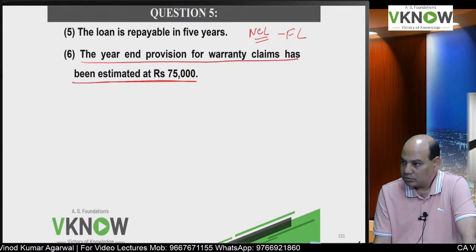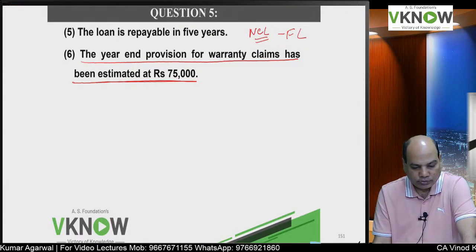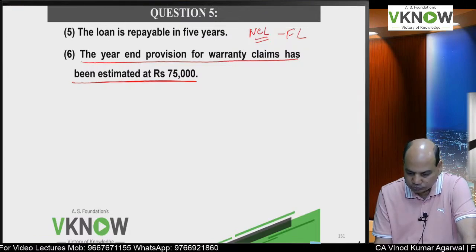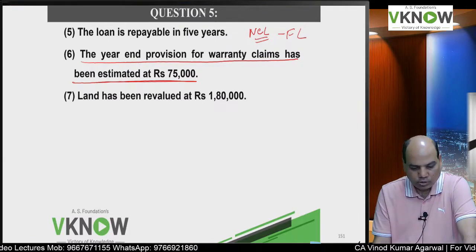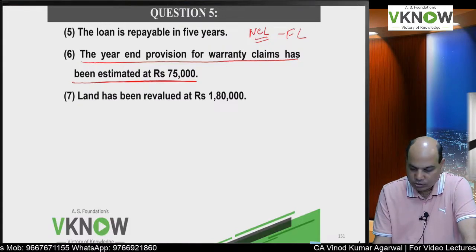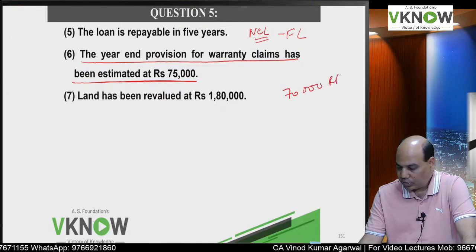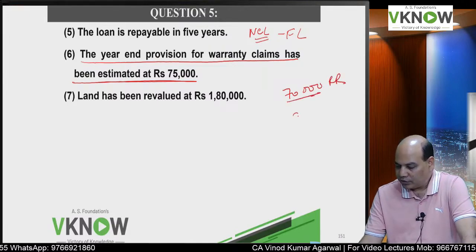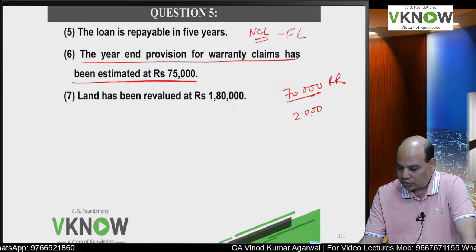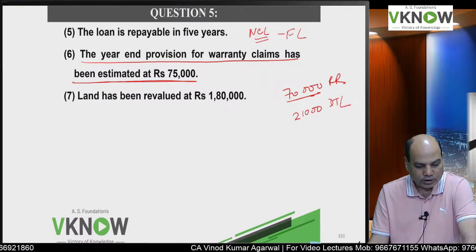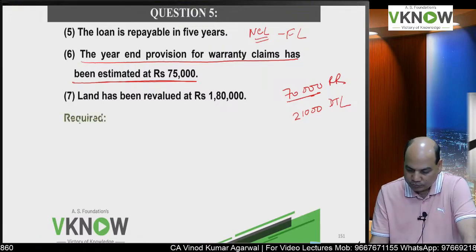So what you are going to do with that? Opening balance is how much? 90. Closing is how much? 75. So 15,000 rupees we are going to reverse. Is it right? Land has been revalued at rupees 1,80,000. And what is the cost of land in the problem? 1,10,000. So 70,000 will go to revaluation reserve. And because tax rate is given, 21,000, 30%, deferred tax liability will also come. Deferred tax liability will also appear.